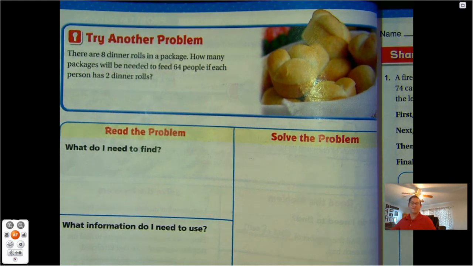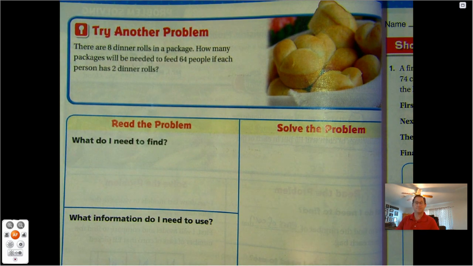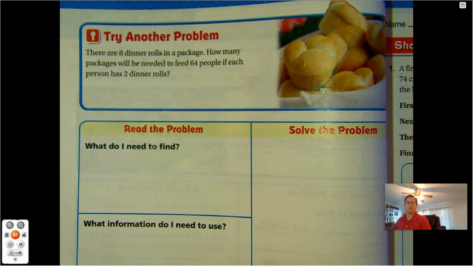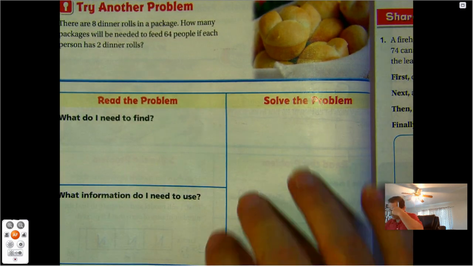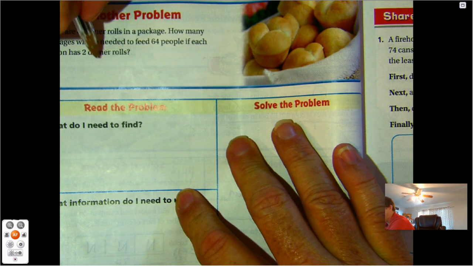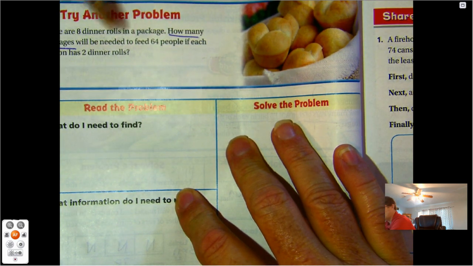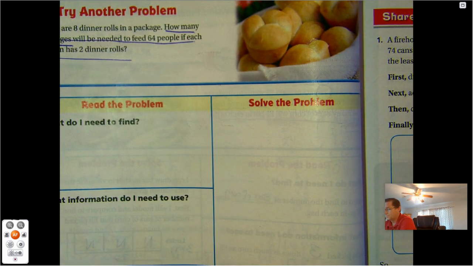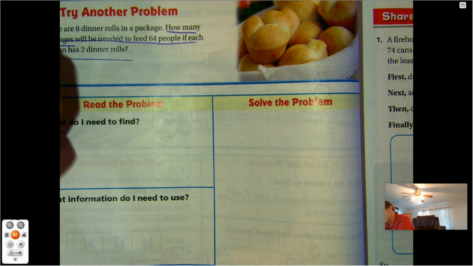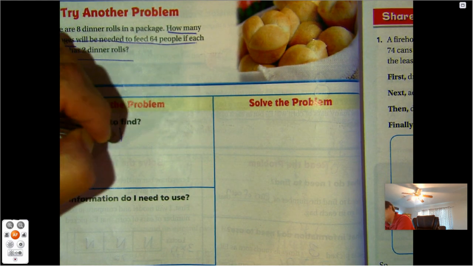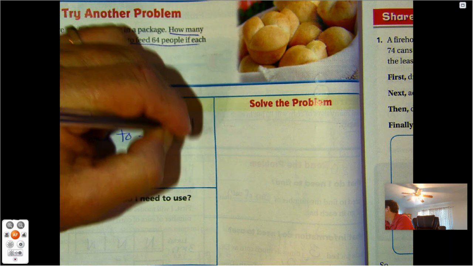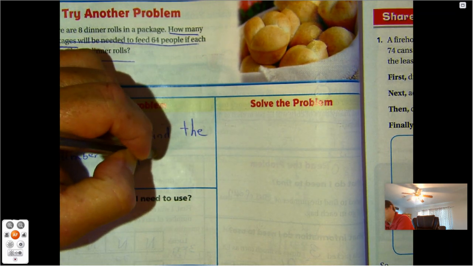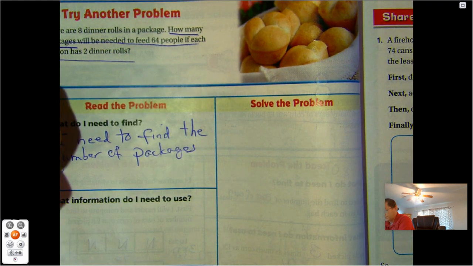There are 8 dinner rolls in a package. How many packages will be needed to feed 64 people if each person has 2 dinner rolls? What do I need to find? I need to find how many packages of rolls are needed if each person gets 2 dinner rolls.